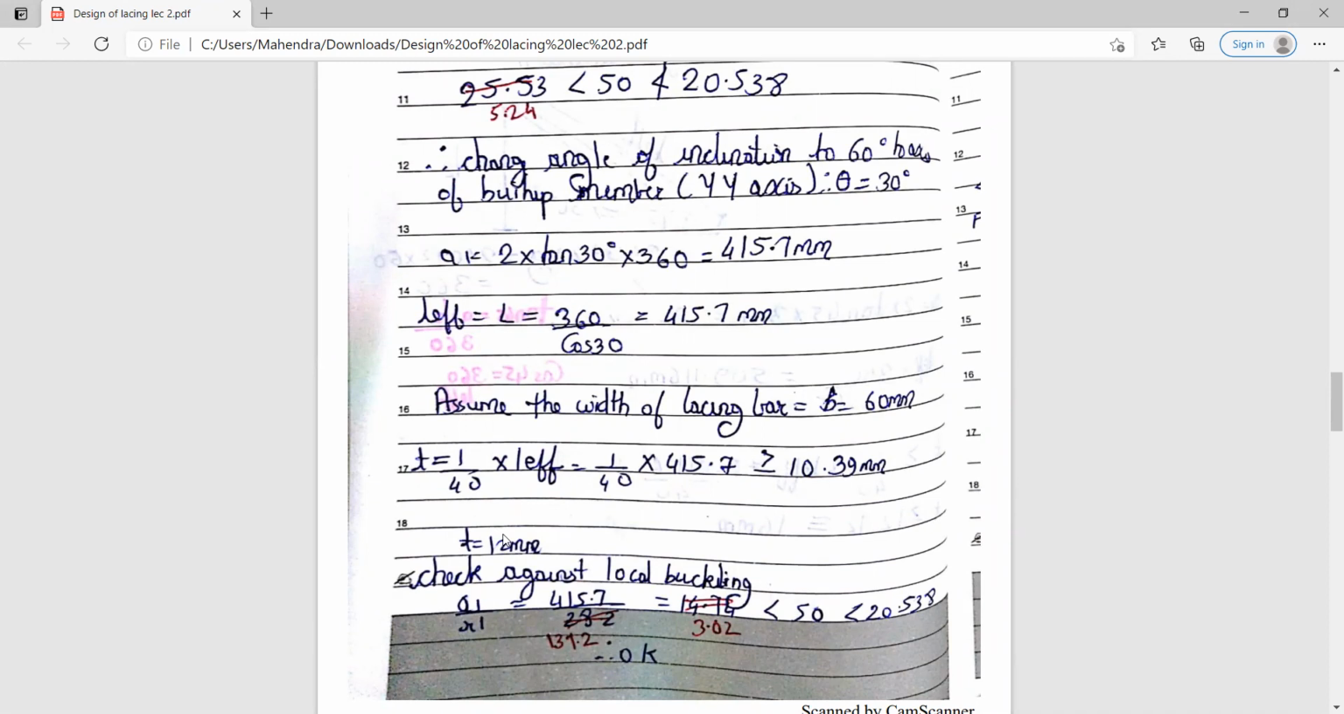Now again you can check for this, that is A1 by R1, that is 3.02, is less than 20.538. So here your check for the local buckling is okay.